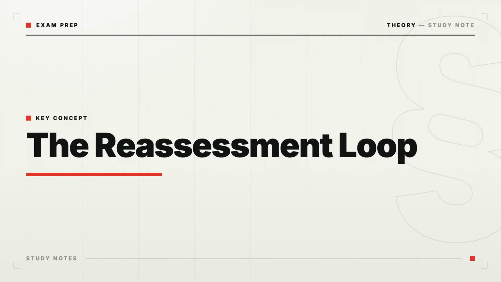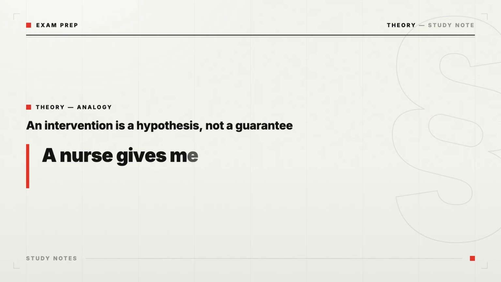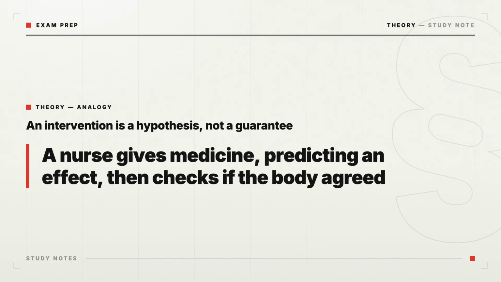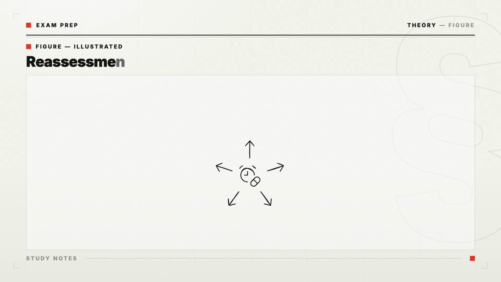The nursing process isn't a straight line from assessment to evaluation. It's a loop, and reassessment is the step that closes it, gathering fresh data after every intervention before deciding what to do next. Every intervention is really a prediction. Giving a medication means predicting the drug will work, but that prediction must be tested against the actual patient, because bodies vary and only looking again reveals the truth.